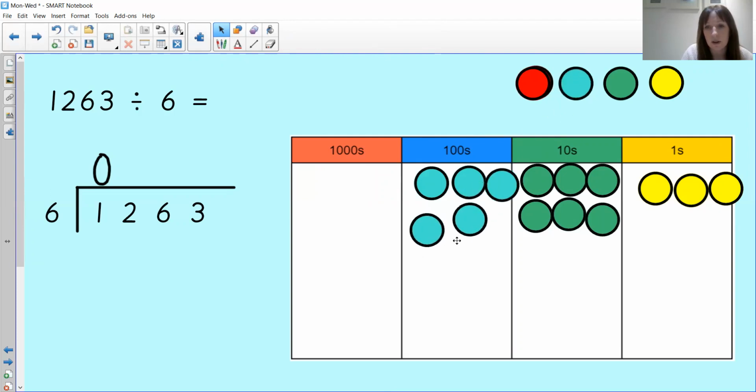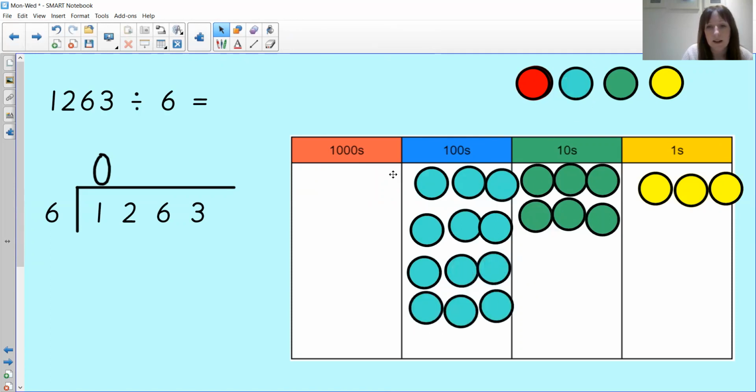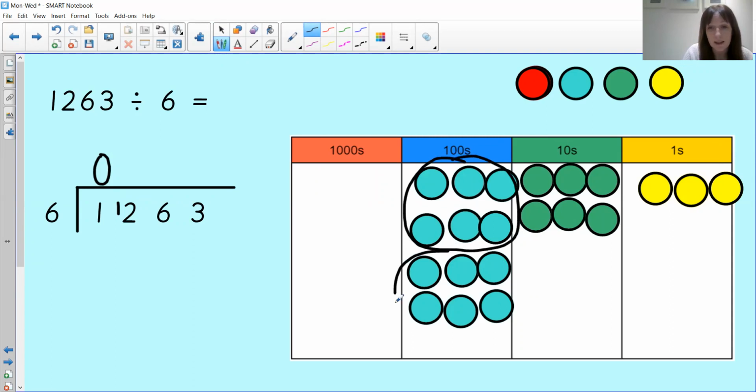So 1, 2, 3, 4, 5, 6, 7, 8, 9, and 10. So I just write that on my formal method as well. So I put 10 extra in. So I've got 12 hundreds. Let's see how many 6s we can make. Now, if you know your 6 times table, you can shout out at the screen to me how many groups we're going to make. So there's one group of 6, and there is another group of 6. That's it. I don't have any left over. I have got 2 complete groups of 6, because 2 times 6 is 12, isn't it?